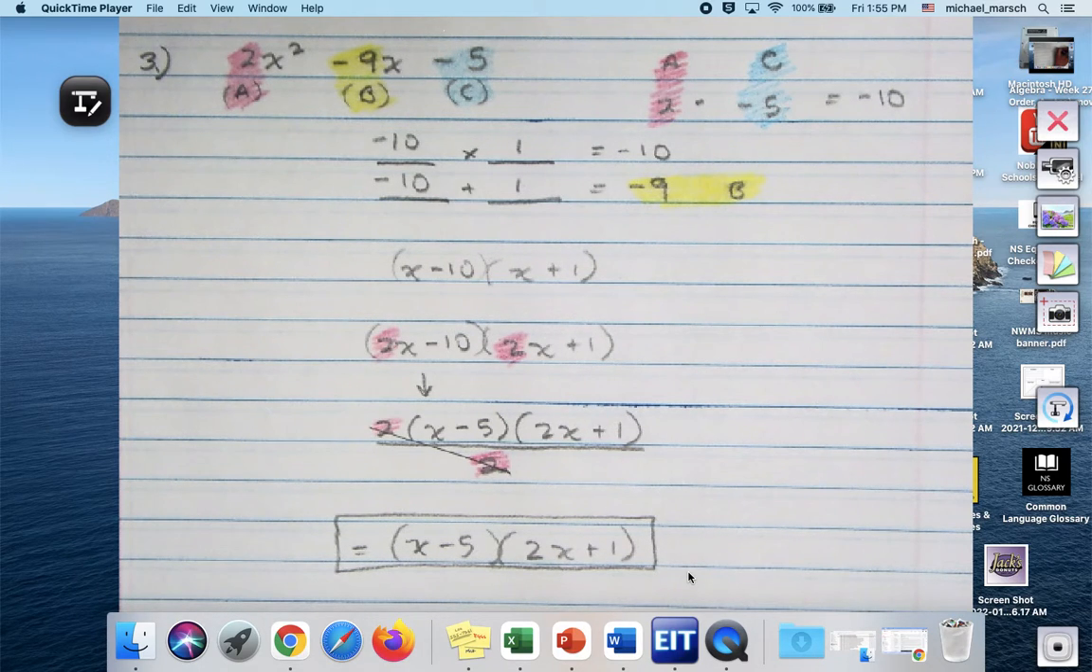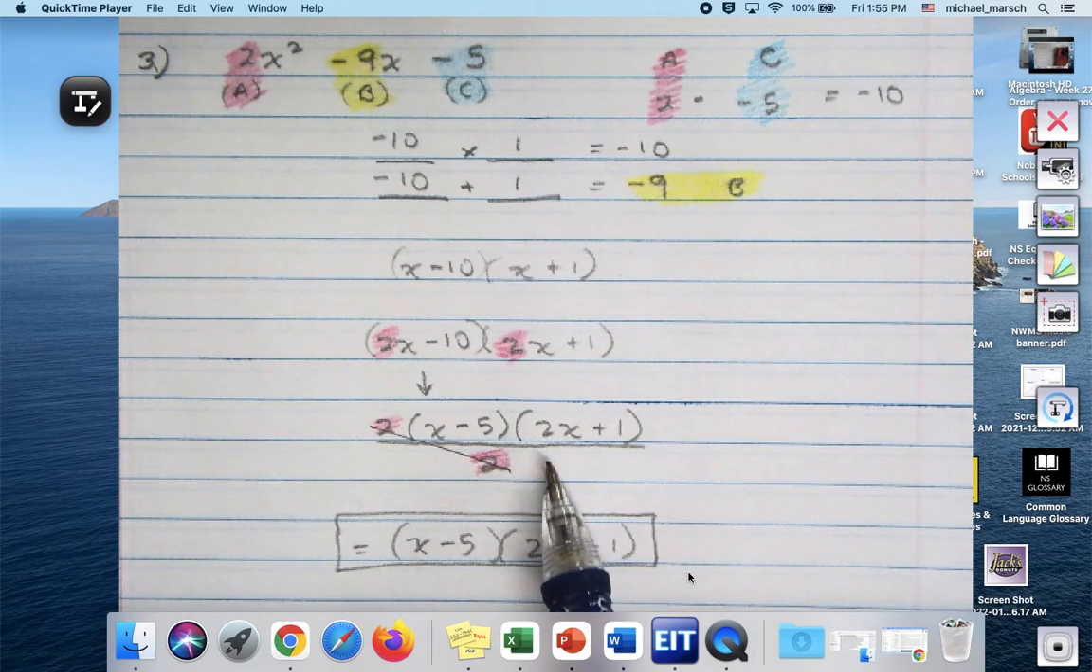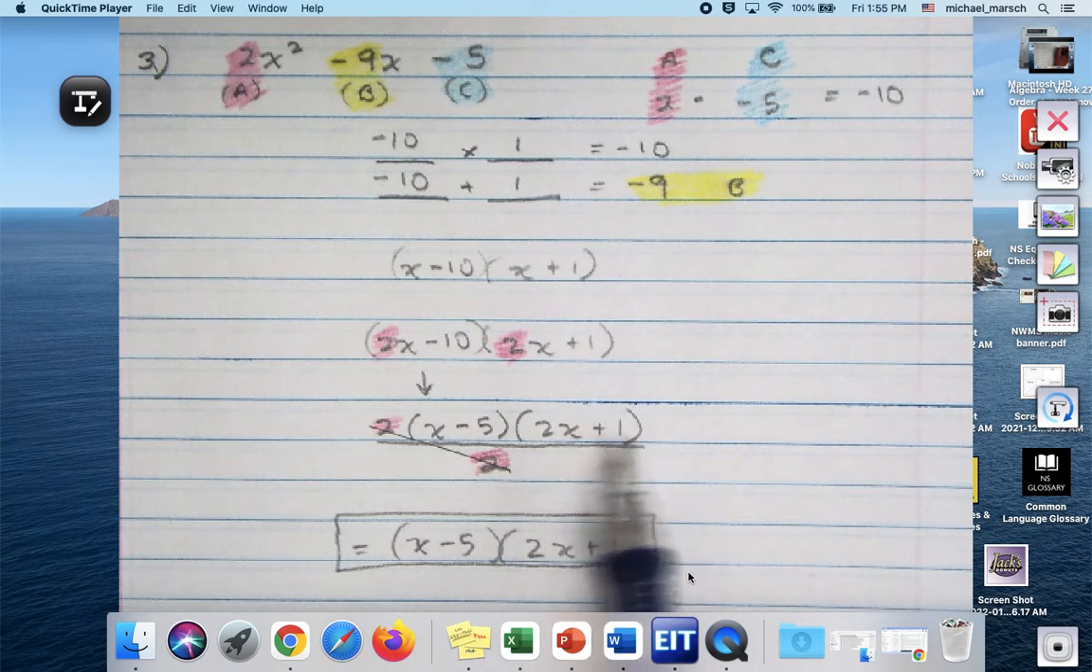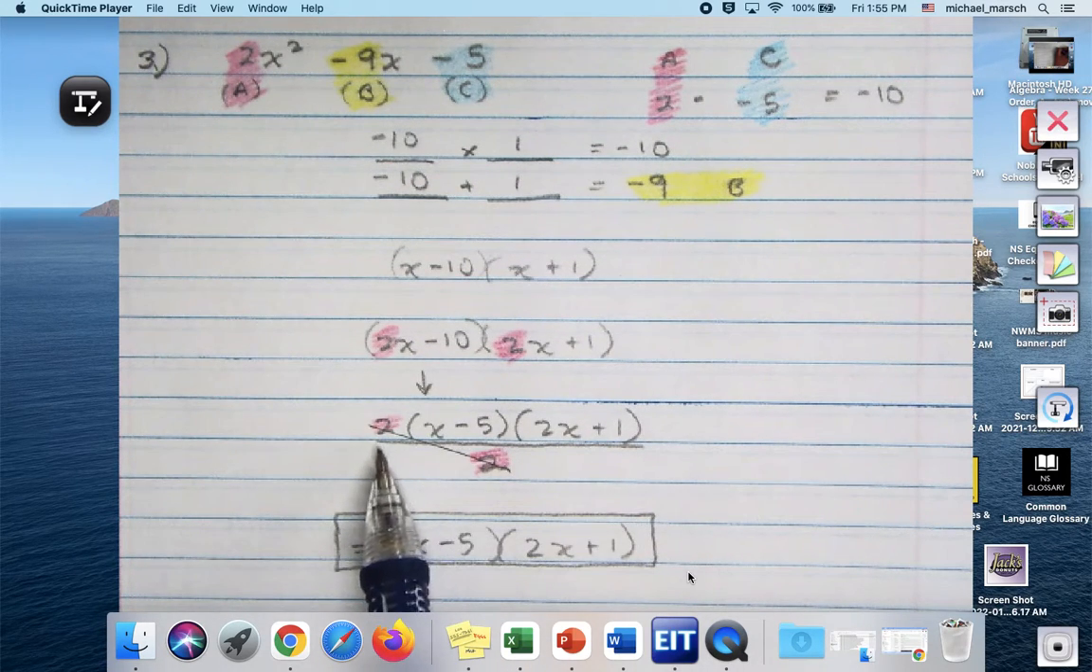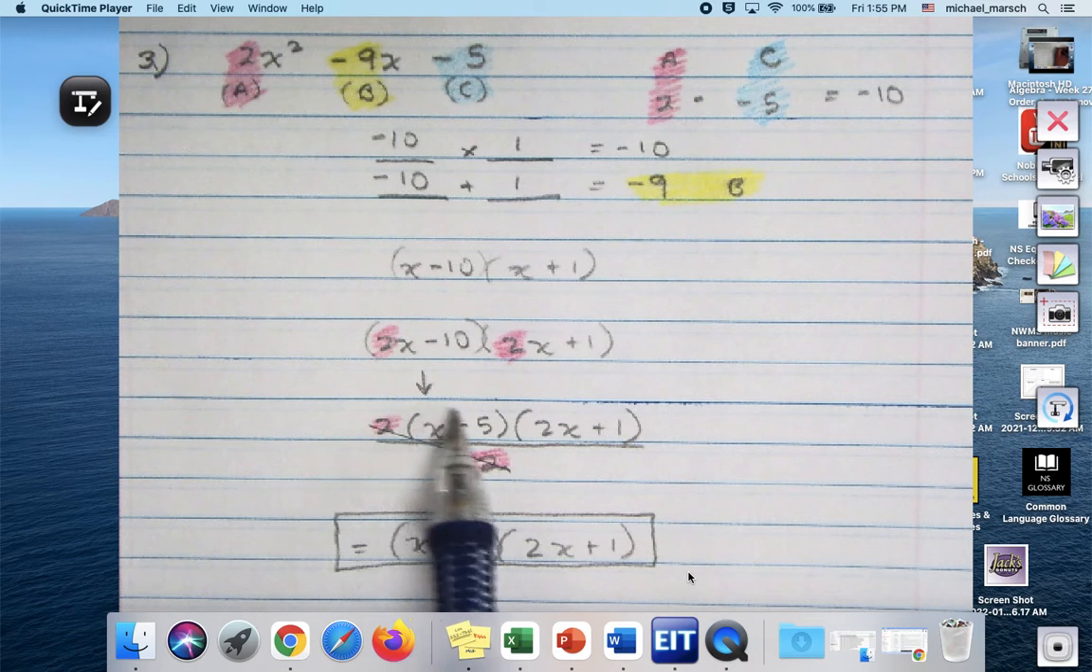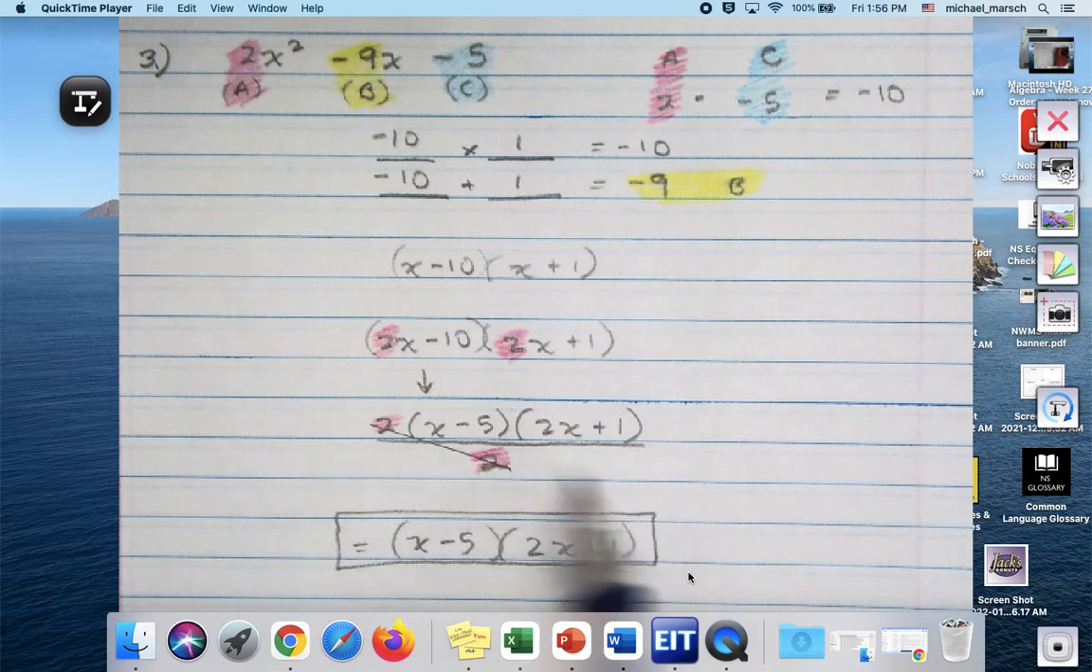Yes, Avery. Like step 5, how do you know which one has the GCF? Great question. I can't take 2 out of this one because I wouldn't be able to multiply anything times 2 to get 2x plus 1. But I can take the 2 out of this one because 2 times x and 2 times negative 5 would give me 2x minus 10.